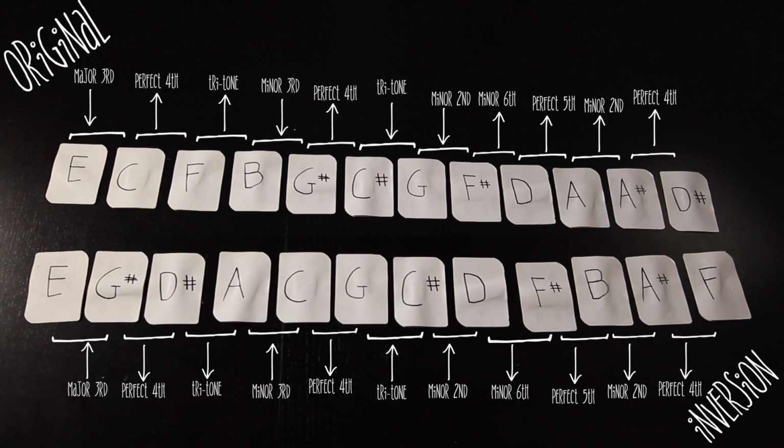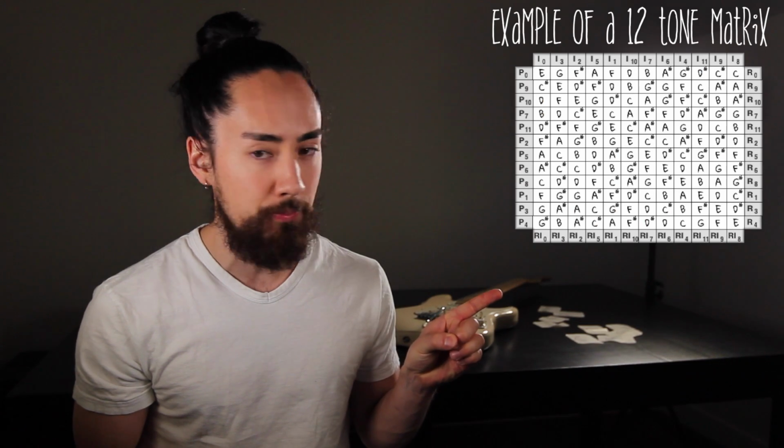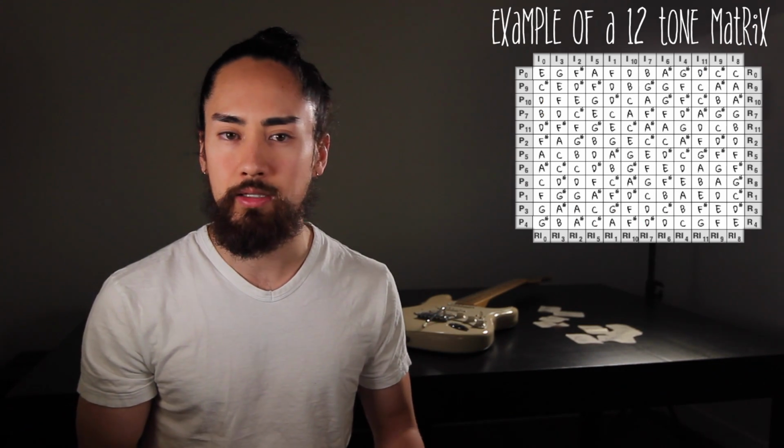When we look at our original, to get from the 1st to 2nd note, we went down a major 3rd. To invert this, we would now go up a major 3rd. You would then do this for the rest of the notes. We can do all these backwards as well, which gives us a grand total of 48 different possibilities. It's possible to plot all of these out in what's called a 12-tone matrix. We can then use these to create melodies or harmonies.